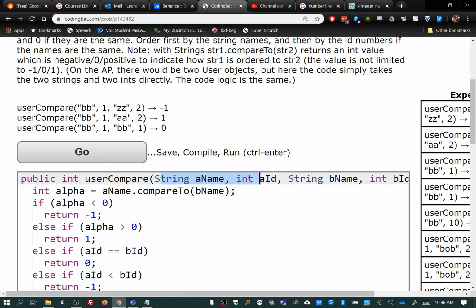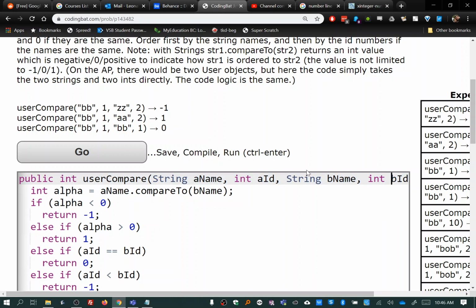User compare. It takes the string, the ID of the first person, and the string and ID of the second person. The left person and the right person might be a good way to think of it, because that's how our numbers are going to work. So here we got compareTo.